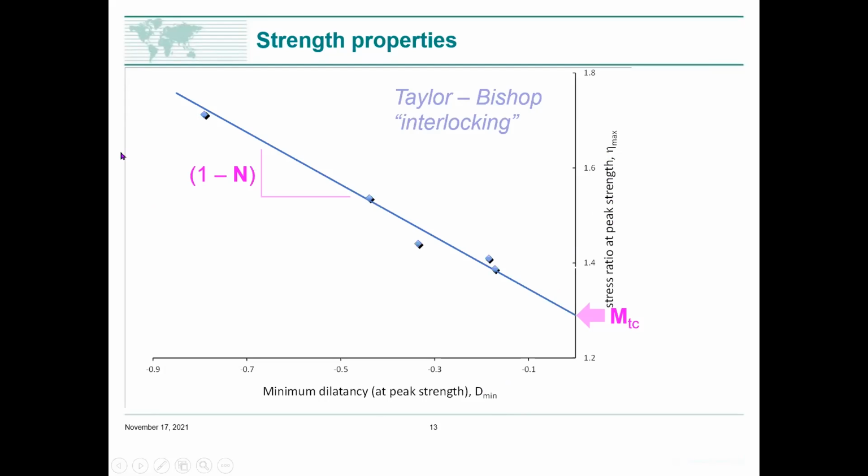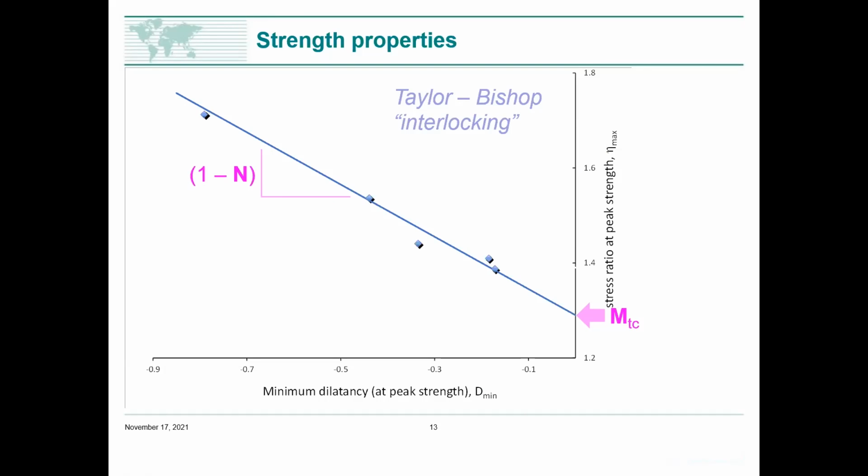And so it's the peak value, and you get a straight line through the data. MTC is by definition the intercept at D min equals 0, and the slope is something less than 1. This idea on this plot was introduced by Don Taylor, and then Alan Bishop put the equations to it.